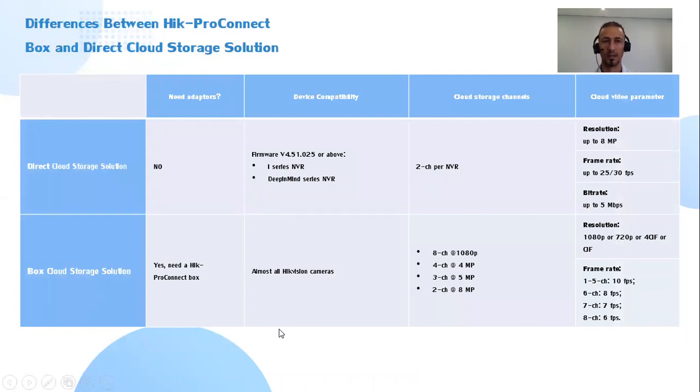If we look at the breakdown of the differences between the two devices: with the direct cloud storage solution, we don't need any adapter, meaning a physical device itself. It gives us our compatibility list, like I mentioned, 4.51 for the cloud. That is very important. You have to have 4.51 if you want to use the cloud storage option. We only have 2 channels that can get added to our cloud storage, per site, and up to 8 megapixel resolution.